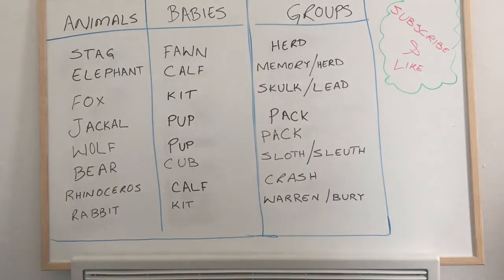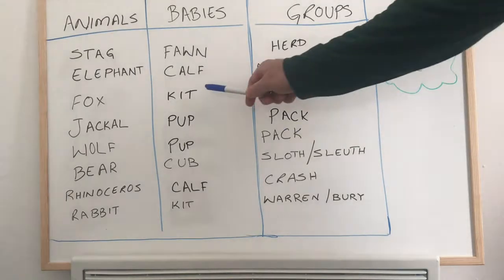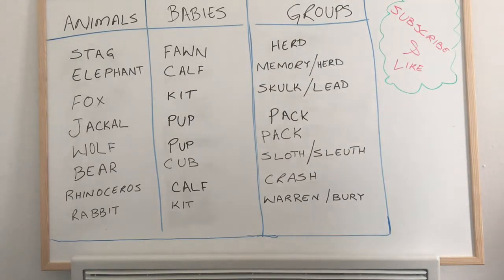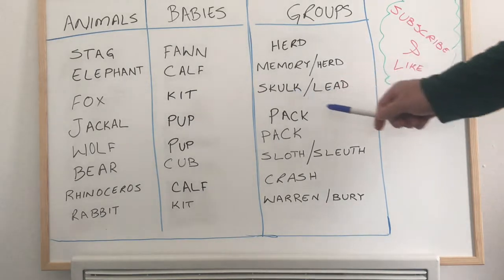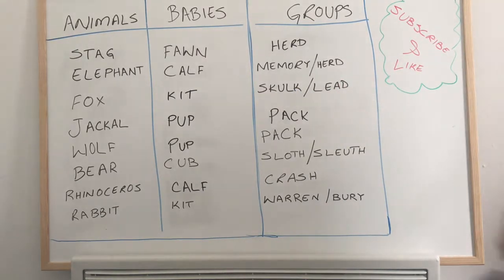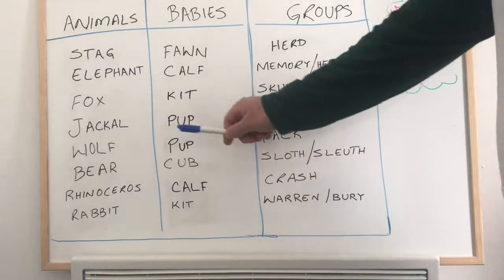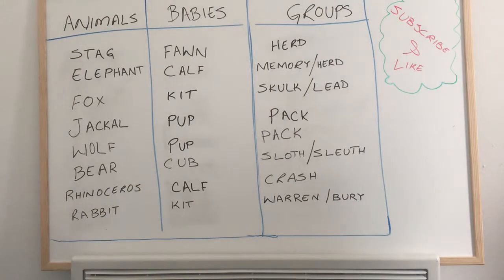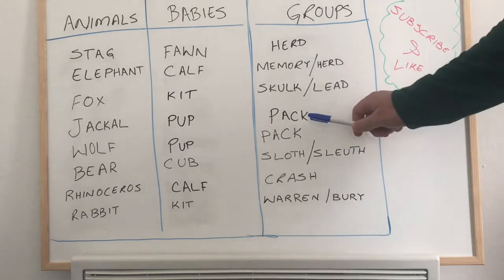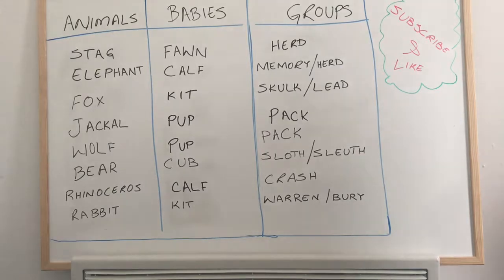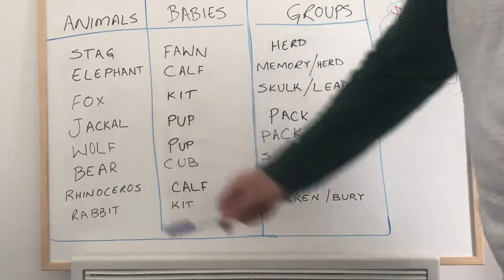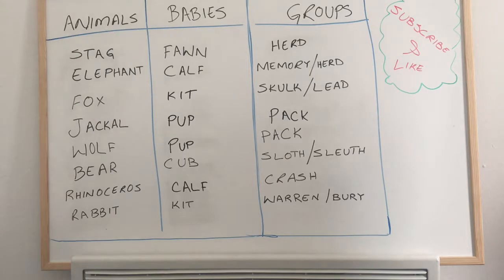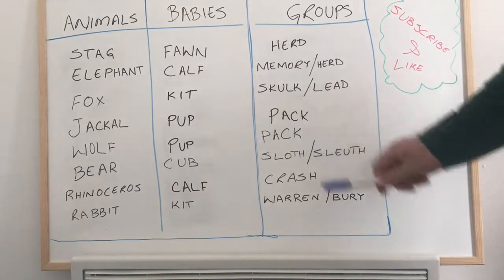Fox. A baby fox is called kit, and a group of foxes is called skulk or lead. Jackal. A baby jackal is called pup, and a group of jackals is called pack. Wolf. A baby wolf is called pup, and a group of wolves is called pack.